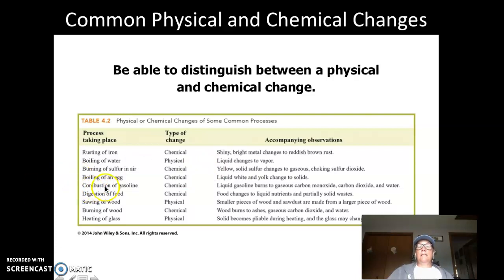Combustion is a chemical word. So combustion of gasoline means you're burning it. Okay, digestion of food, obviously you're adding chemicals to it. You're going to have a chemical reaction. It's the only way we break down our food.